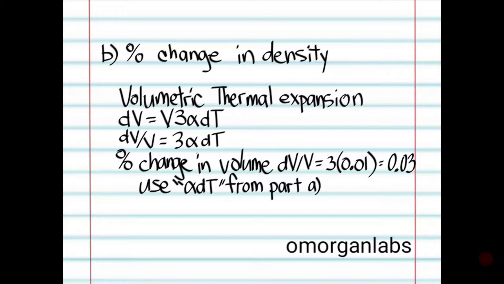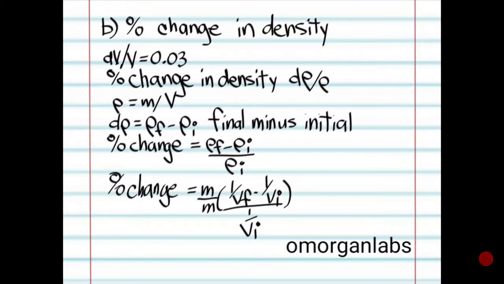Part B, percent change in density. To find the percent change in density, you need to find the volumetric change first. The volumetric thermal expansion is delta V equals V times 3 alpha, multiplied by delta T. Rearrange it: dV over V, that's our percent change in volume, equals 3 alpha delta T. You plug everything in, you get the percent change in volume is 0.03. We use your alpha delta T from part A. Okay, now we have that piece.